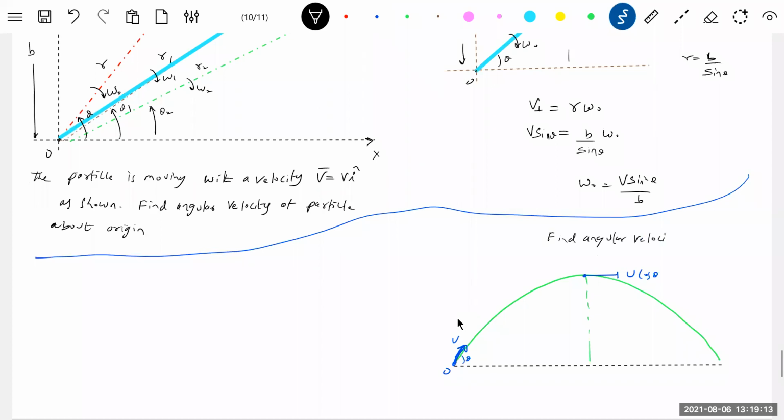Find the angular velocity of the particle about the point of projection when it is at the highest point.